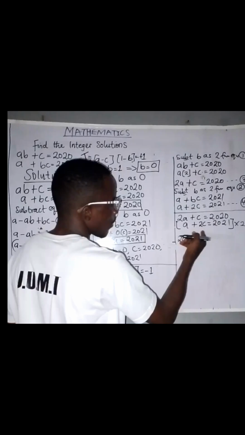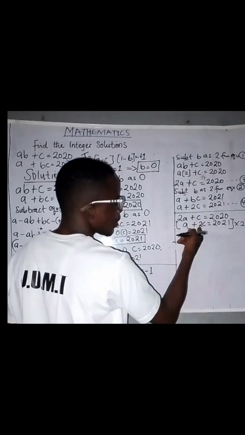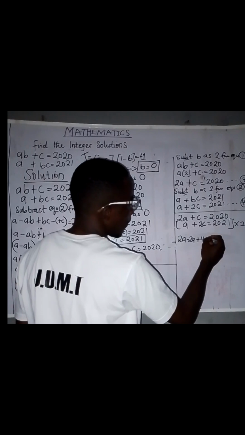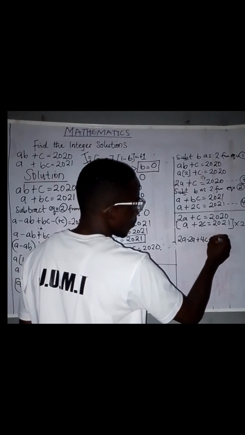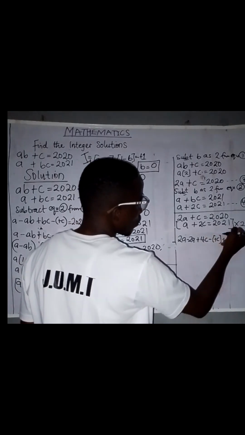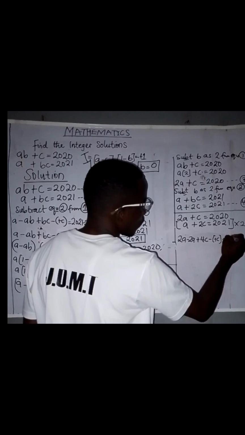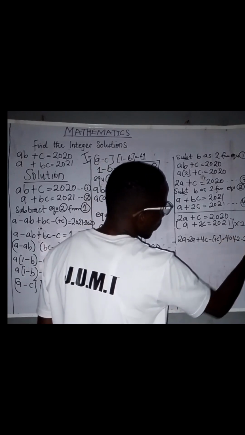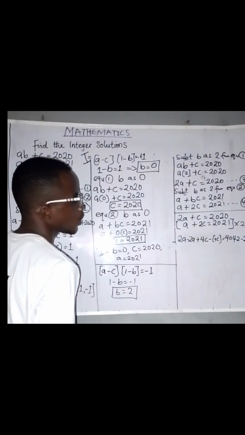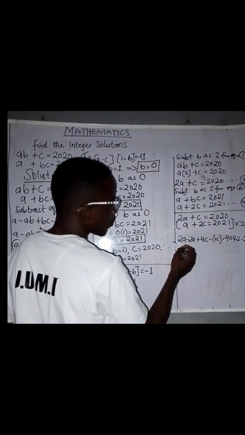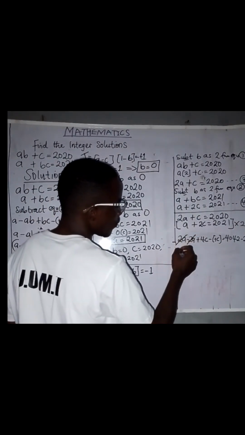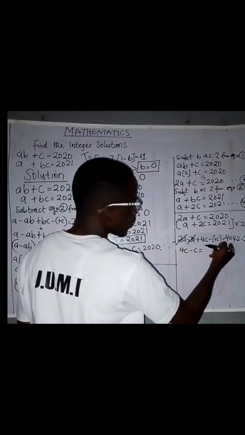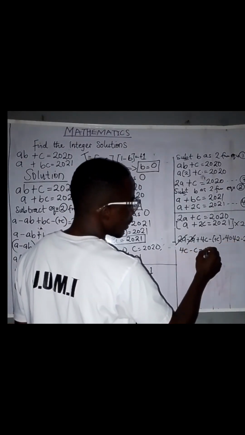I'm subtracting it. Then I have this as 4C, that's plus 4C, then minus plus C, equal to what? This time this is 4042 minus 2020. Good. So this will eliminate this, and I'm left with 4C minus C equal to 4040 minus 2020, which gives me what?